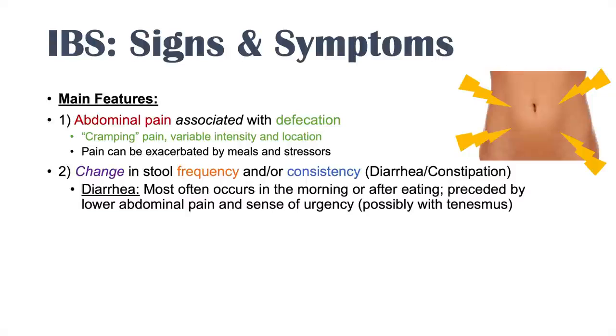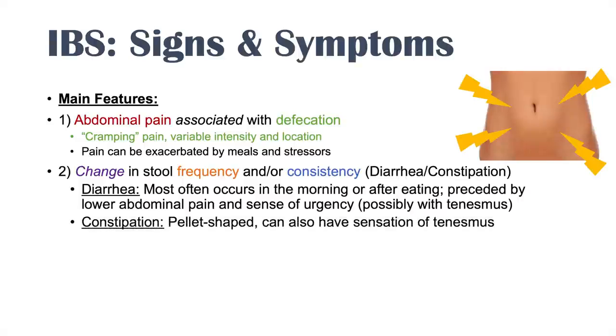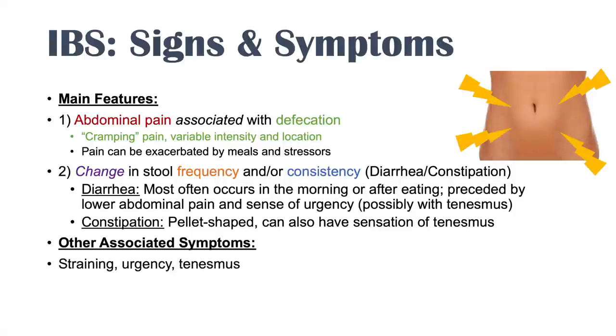So with regards to the diarrhea, it most often occurs in the morning or after eating. It's preceded by lower abdominal pain and a sense of urgency with a possible sensation of tenesmus, or a feeling of incomplete evacuation. And the constipation can be significant. The bowel movements can be pellet shaped, and they can also have a sensation of tenesmus as well. And other associated symptoms include straining, urgency, and tenesmus.